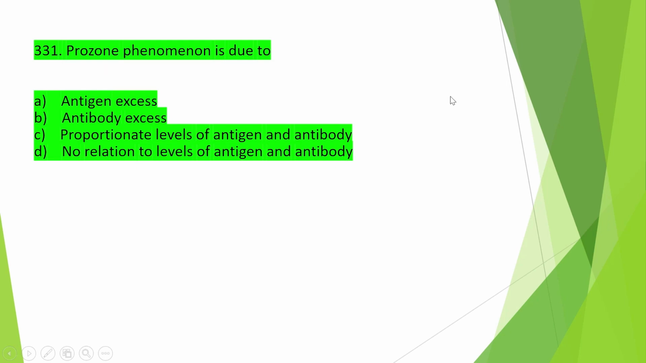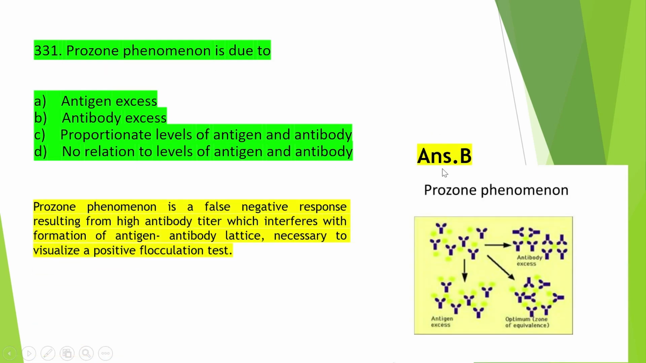So the prozone phenomenon is due to option B, that is antibody excess. Where the antibody is in excess, there is a false negative response resulting from a high antibody titer, which interferes with the formation of the antigen-antibody lattice, which is necessary to visualize a positive flocculation test.